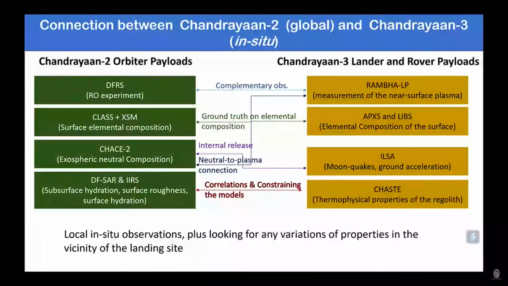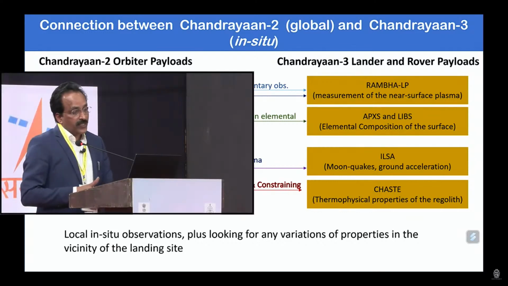Now if you look at the Chandrayaan-2 and Chandrayaan-3 in situ measurements, Chandrayaan-2 of course was remote sensing measurements, and we had the corresponding in situ measurements. I think that type of complementary observations are very important for you people to look at. The Rambha, the Apex, the ILSA and the Chaste has really complemented some of the remote sensing observations.